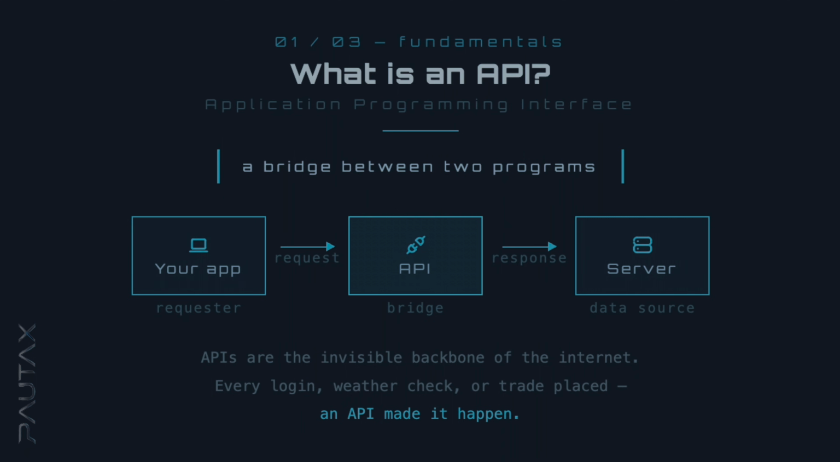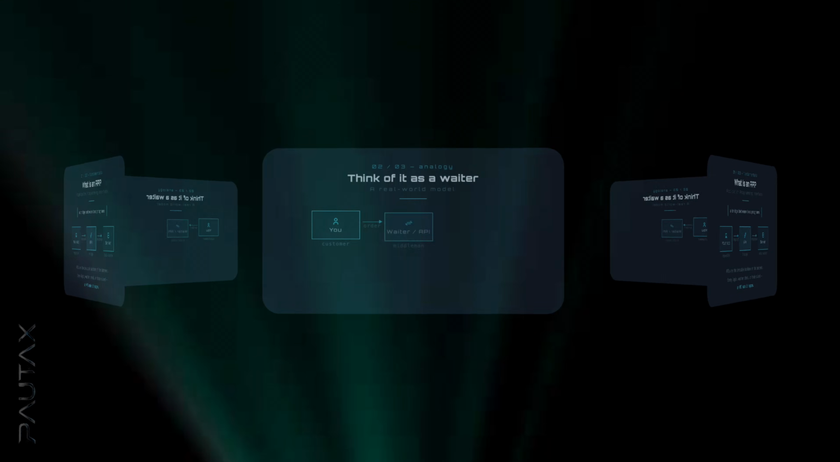An API is simply a bridge between 2 programs. Your app sends a request, the API carries it to a server. The server sends back a response. That's the whole thing. Here's the analogy I always use.